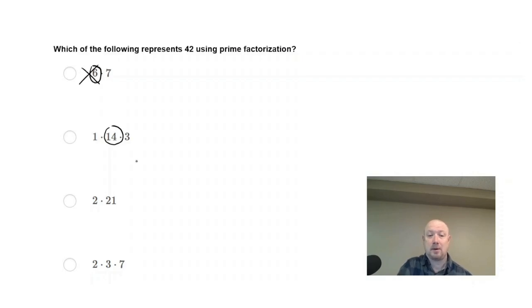14 is a composite number, so the second choice is eliminated. 21 is a composite number. 7 times 3 is 21, so 21 is not prime. So the only answer choice that is left is 2 times 3 times 7.